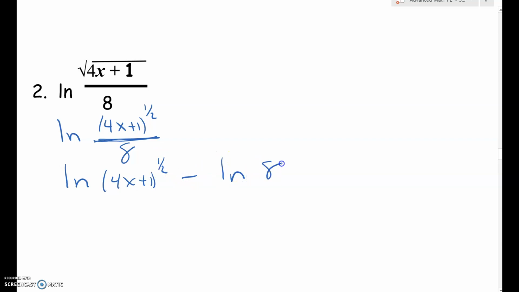minus ln of 8. Now, the only other thing to do is we have to move that power out in front. And that's it. We can't do any more.